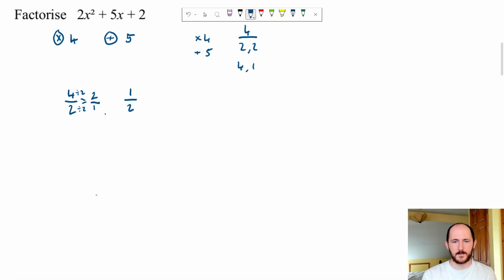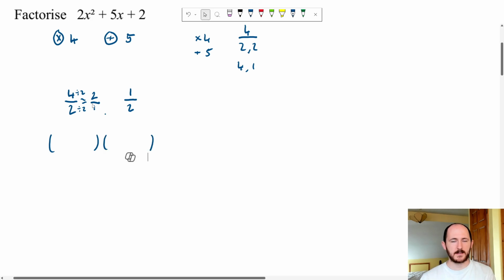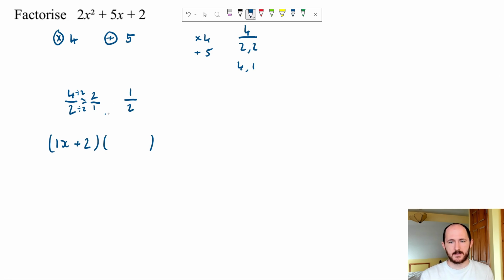This is so good, right? Each of these fractions represents one of the brackets. The number on the bottom is the number you put in front of x. So for the first bracket, the number in front of x is going to be 1. So I'm going to write 1x. You don't have to write 1x, but I'm going to write it. And the number on top is the number that you're adding or subtracting. Same thing over here. The number on the bottom is the number in front of x. So that's 2x. And the number on the end is 1.